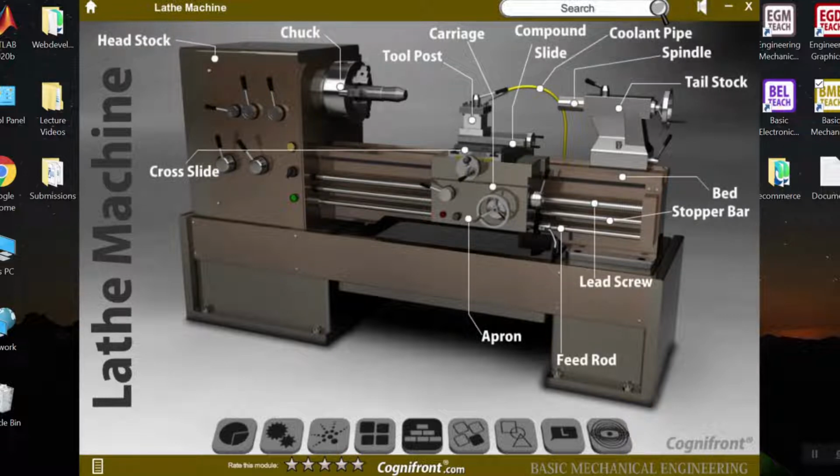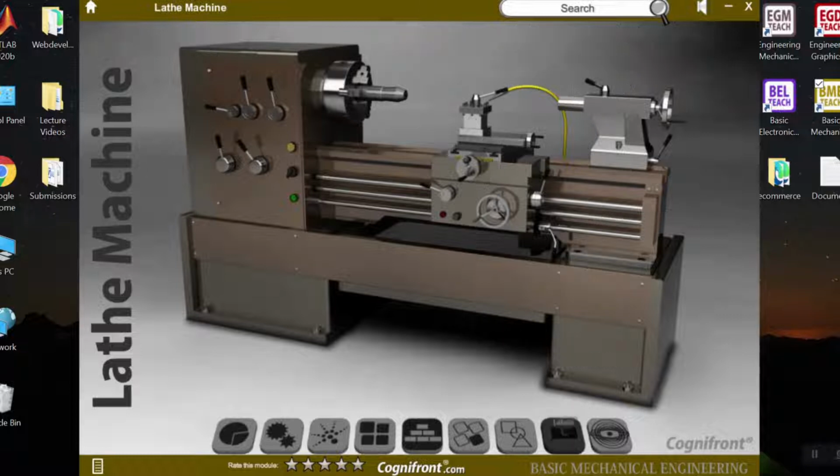It rotates a workpiece about an axis of rotation for performing various operations, be it drilling, cutting, turning, and so on. So here teachers can turn off and turn on the labels. They can turn off the labels and ask students to identify the parts of the lathe machine.